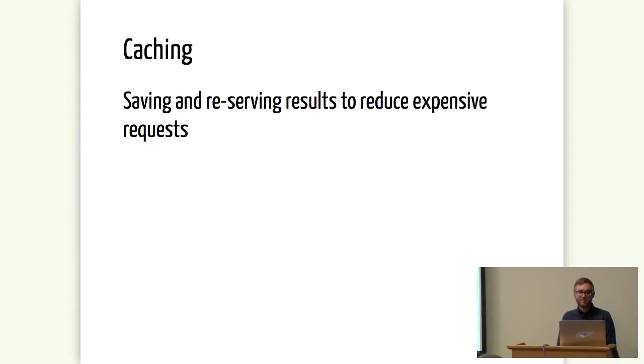Next would be caching, the idea of saving and reusing results to reduce expensive requests. It's kind of a tricky one, but it's a powerful one. At Eventbrite, it tends to take one of two forms. We're saving computed values from within our code base in either Memcached or Redis, because we have both because reasons. Or you can save an entire HTTP response and serve that back.